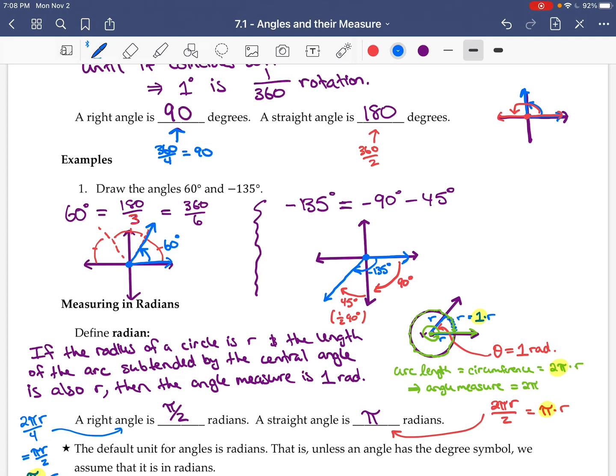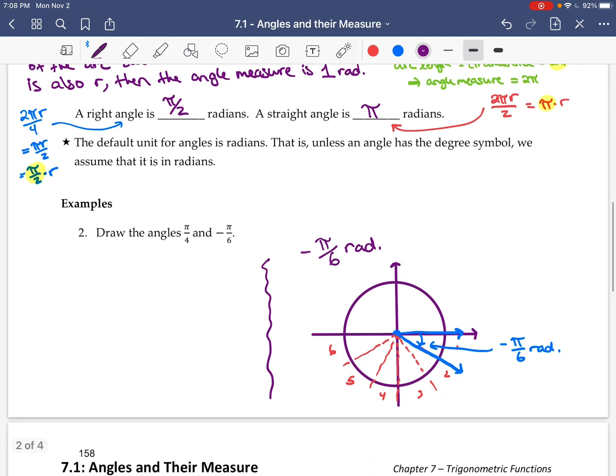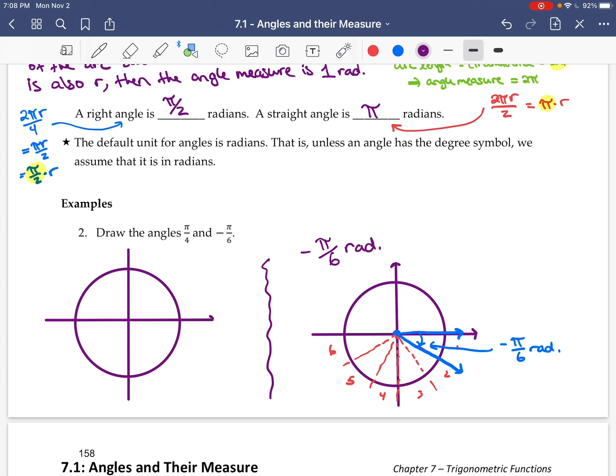So we're going clockwise instead of counterclockwise, and it's a 90 and then a 45. So that's what negative 135 looks like. Now we also wanted to draw pi by 4. So I'm going to start by drawing the circle. Okay, and then the axes through the circle.